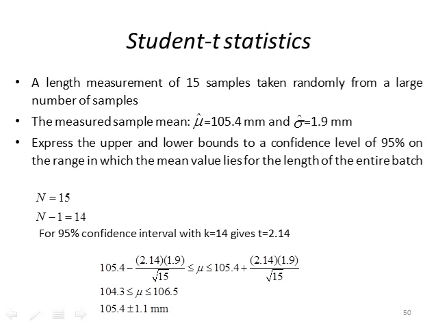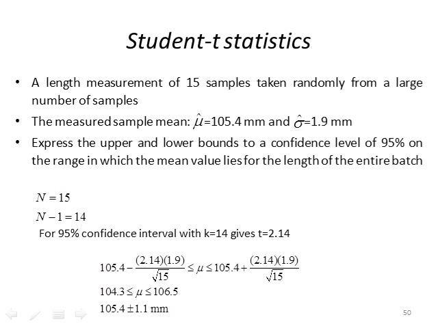Okay, so let's look at an example. So we're doing a length measurement of 15 samples taken randomly from a large number of samples. So we have a bigger population, we're going to take a small number of samples and we want to analyze this. How close are we to being able to estimate the mean from the larger population? So from that sample, we estimate the mean, mu hat, is equal to 105.4 millimeters. And then our estimated variance, sigma hat, which is equal to the square root of s squared, is equal to 1.9 millimeters.